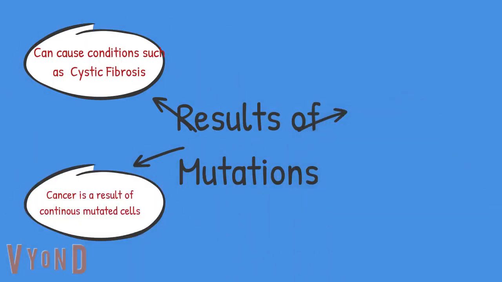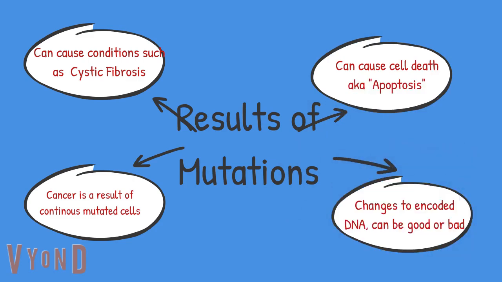Okay, let's talk about results of mutations now. So, some examples could be that mutations can cause conditions such as cystic fibrosis or cancer as a result of continuous mutated cells. Another one could be cell death, which is also known as apoptosis. And lastly, our last example is changes to encoded DNA that can be good or bad. I say good or bad because sometimes mutations allow us to have variations, which is good, but there's also bad examples of mutations such as the cystic fibrosis, cancer, and other examples.